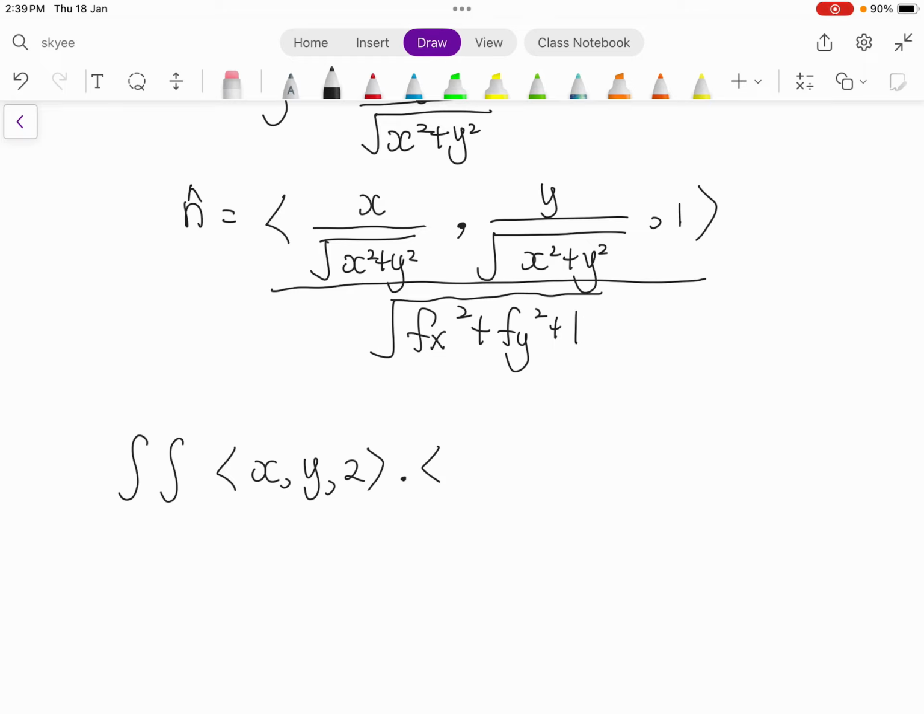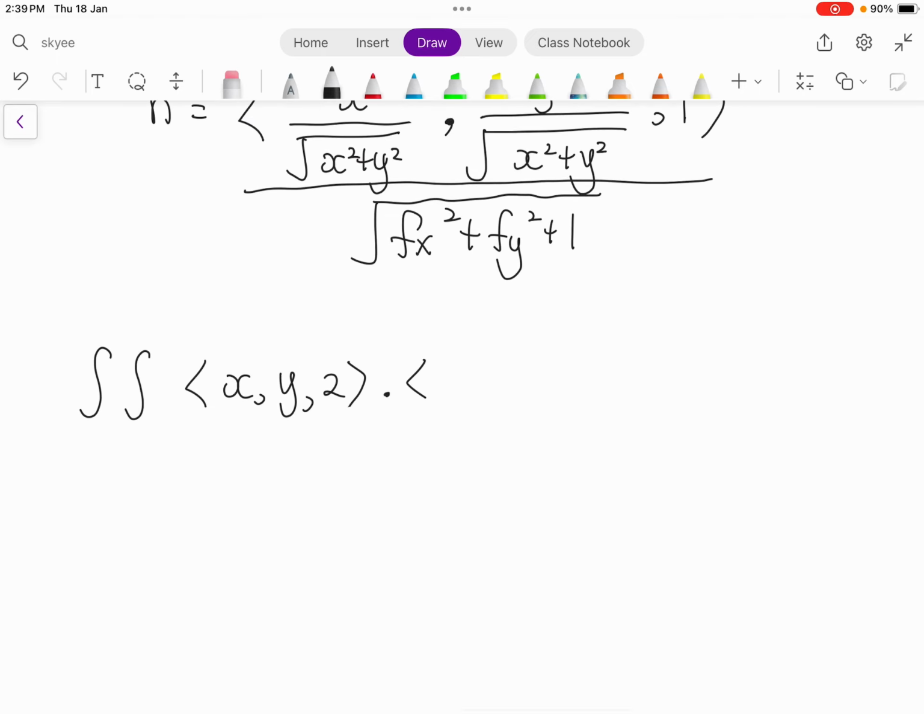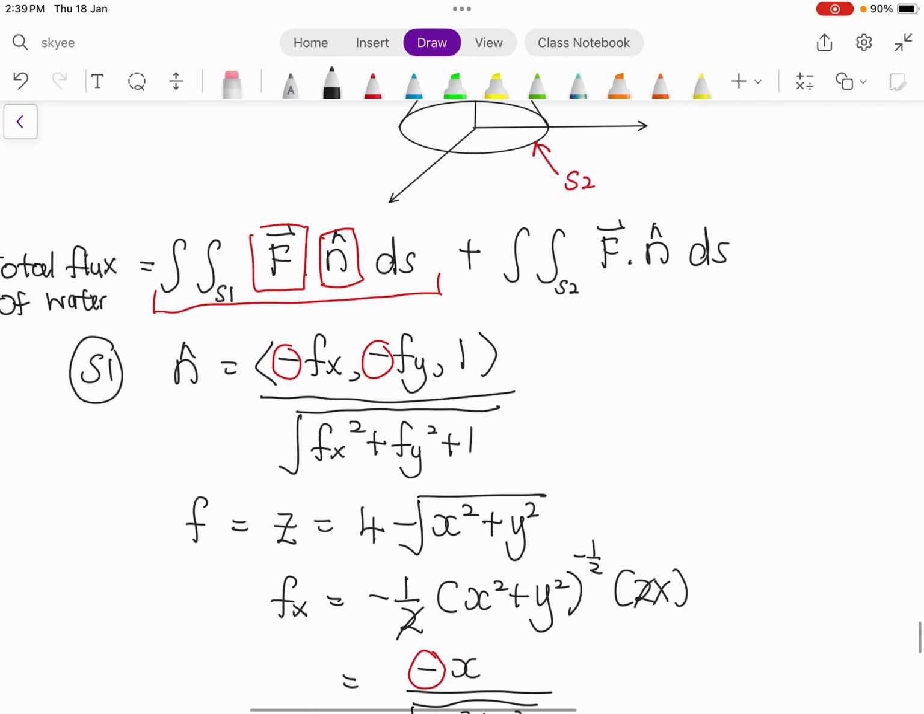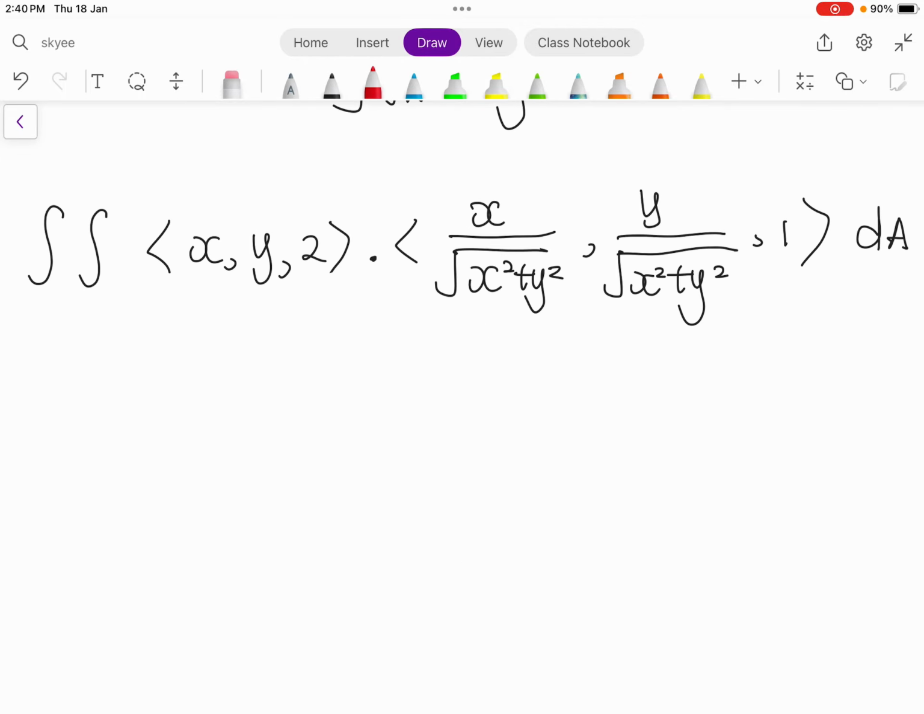Okay, continue. So this one will be x over x squared plus y squared, right? So we have y, square root of x squared plus y squared, and 1, and dA. This one I straight away replace with the dA. Initially the equation has the dx over here, but as I explained before, you can cancel the bottom part, so it becomes dA. Right, let's continue.